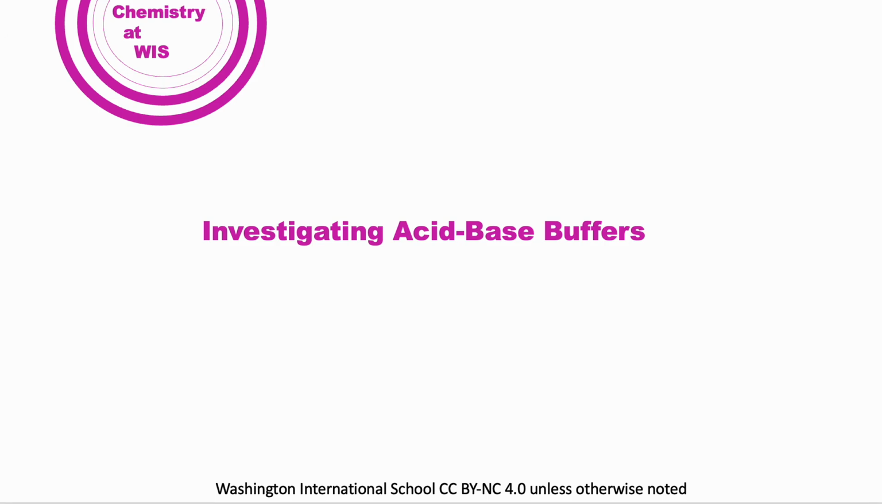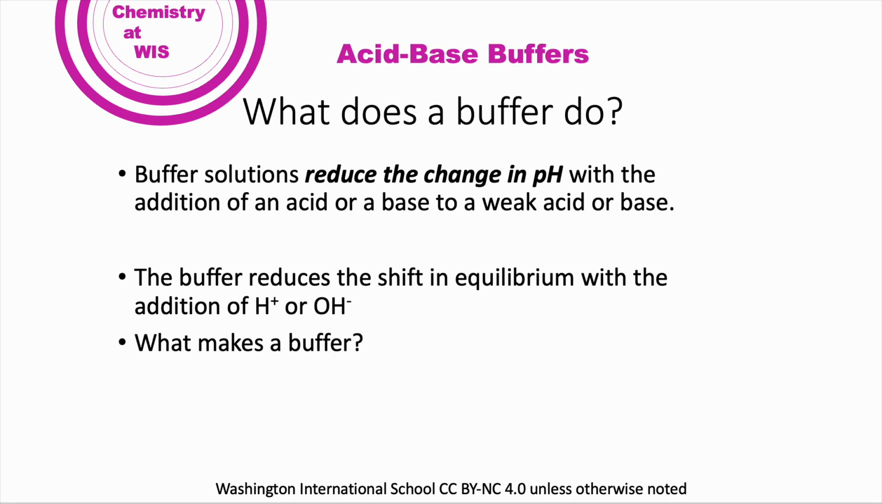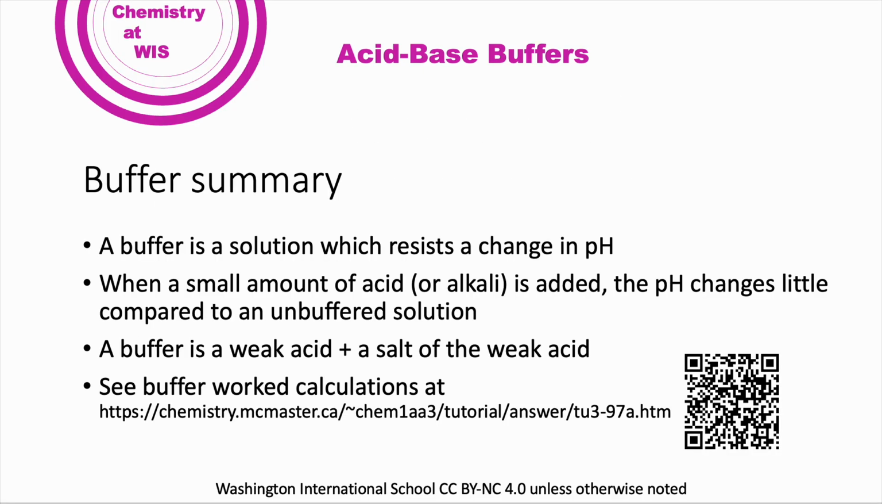Investigate acid-base buffers. But firstly, what does a buffer do? The buffer solution can reduce the change in pH with the addition of small amounts of an acid or a base to the buffer. It reduces the shift in equilibrium with the addition of hydrogen ions or hydroxide ions. So, the buffer summary: it resists a change in pH. When small amounts of acid or alkali are added, the pH changes little compared to an unbuffered solution.